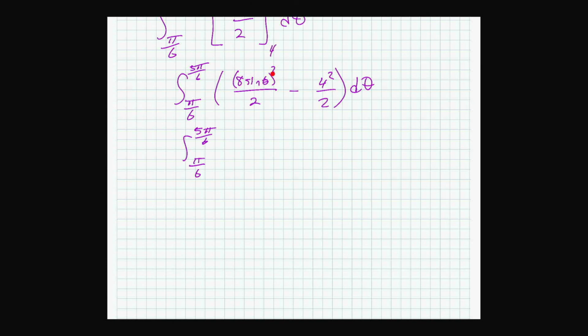So this is going to be 8 squared is 64. 64 over 2 is 32. So 32 sine squared theta minus 4 squared is 16 over 2 is 8 d theta. Like this. What are we going to do to that sine squared, do you think? We are going to use an identity.